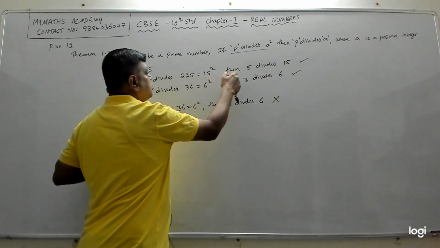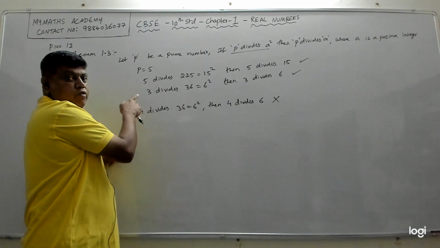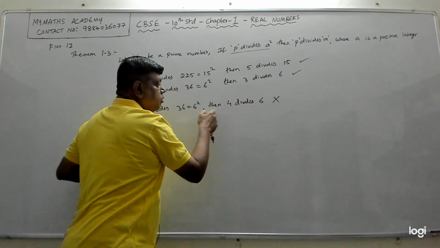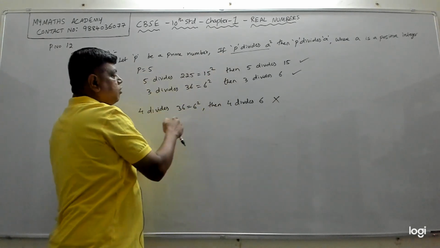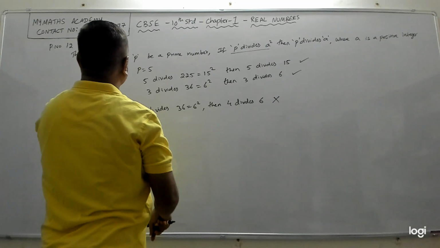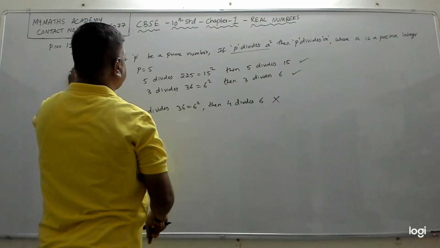Here also it is true. Why? Because 5 is a prime number. But if you take any non-prime number, this statement will not work for a non-prime number. Right? Okay. Now let me erase this.